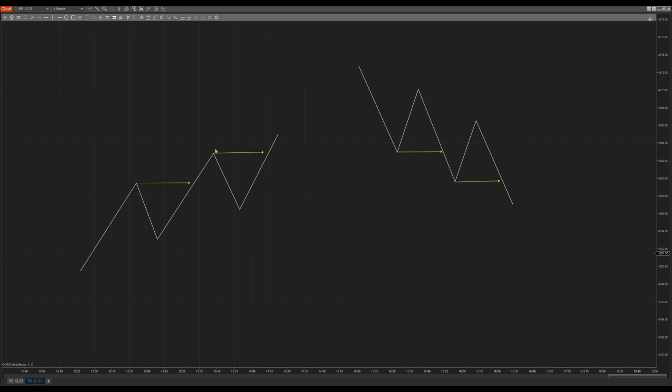So we confirm here. Here's the first break, higher high. Now here we really confirm it. There's no right answer. For some people, one break is enough for a trend change, others two. I think this is potential, and we confirm it here.